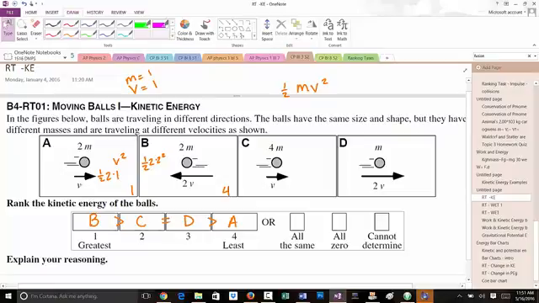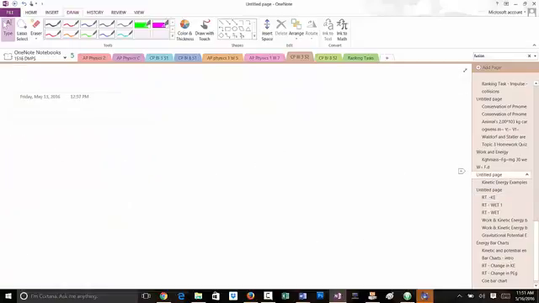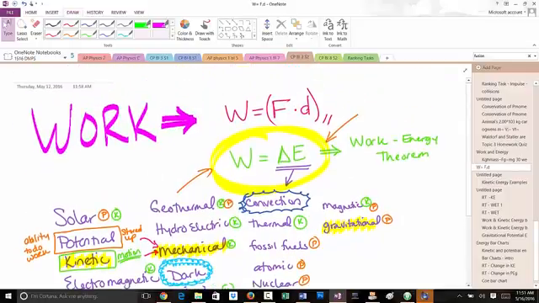We're going to do another one. Before I do this one, though, I want to remind you of the work energy theorem. The work energy theorem. Work has two definitions. You may go to the bathroom. Work has two definitions. That's all I'm going to say.